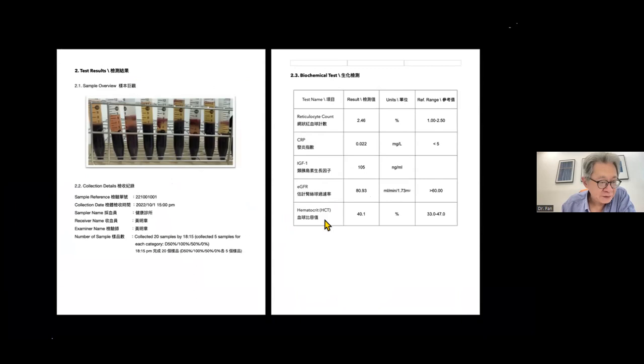Basically, we look at the reticulocyte count, which we use to look at bone marrow function. CRP is for inflammation. IGF-1 is for the growth factor. EGFR is the renal function, and the hematocrit is to prevent anemia.